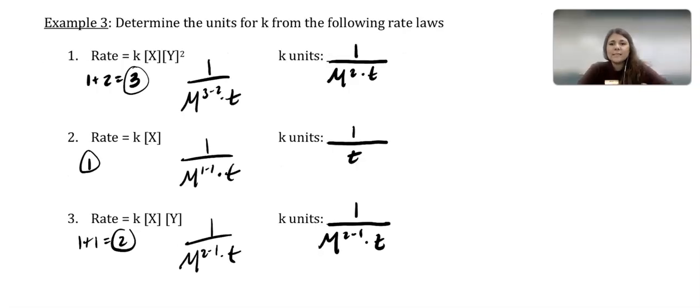All right, so in these 3 examples, the first one, overall order was 3, so it's 1 over molarity squared times time. The second, it was 1, so 1 minus 1 means it goes away, so 1 over time. And lastly, overall order was 2, 2 minus 1 is 1, so 1 over molarity times time.